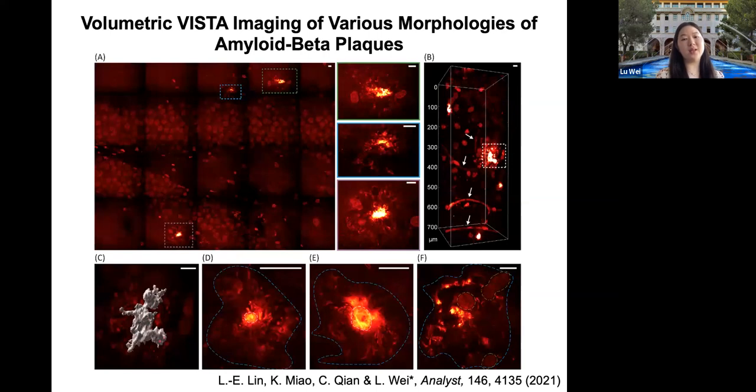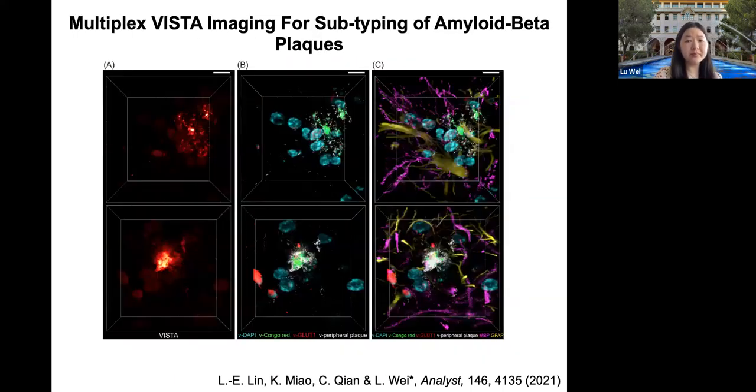With that, we can use label-free VISTA to perform volumetric A beta plaque mapping, and especially we can analyze its aggregation core and also the more diffusive fibrillar structures around the core. Interestingly, we did find several different phenotypes corresponding to different core-shell structures of the aggregation core and the diffusion shells, with correlative Congo red staining.